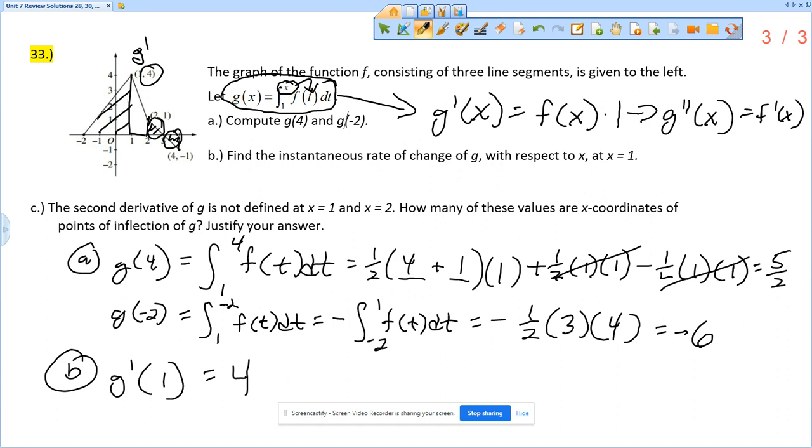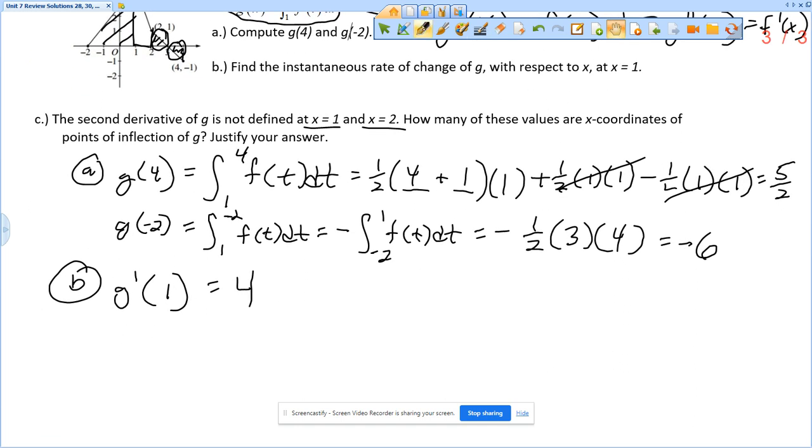That means that g double prime is the derivative of this graph, right? And so why is the second derivative not defined at x equals 1 and x equals 2? Well, at x equals 1, there is a corner point, and at x equals 2, there is a corner point as well. So it is true that the second derivative of g is not defined, all right? But what constitutes a point of inflection?